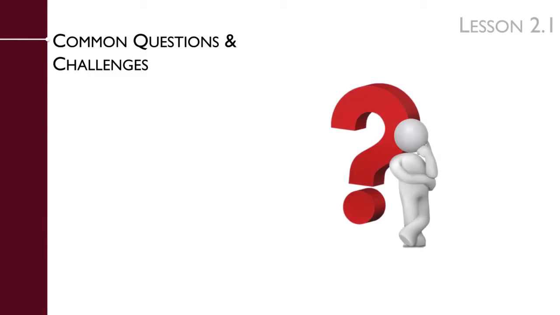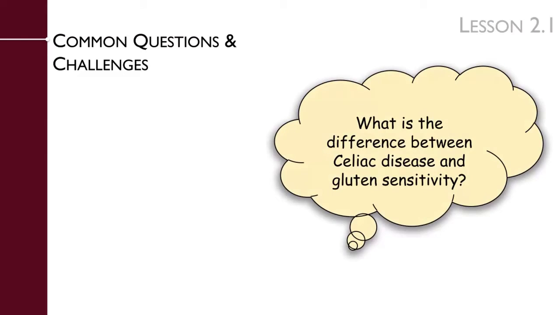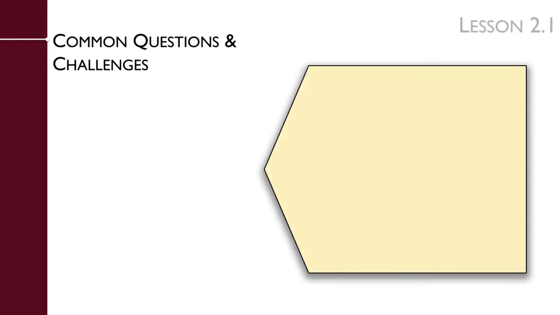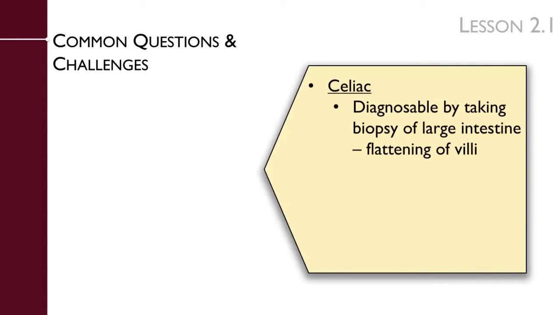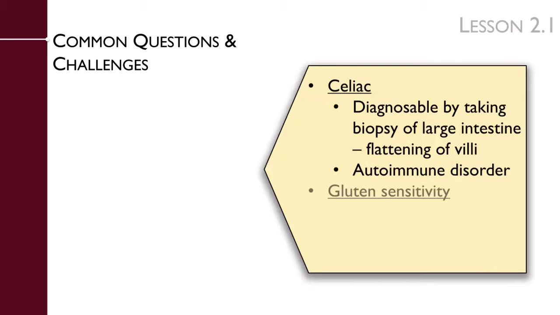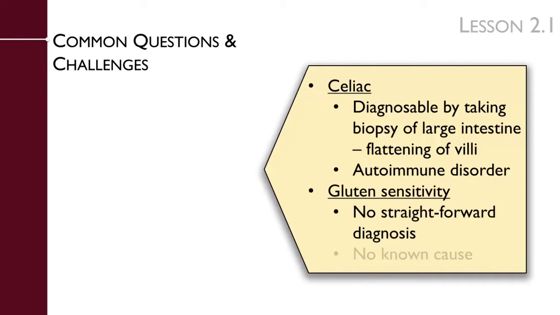This lesson begins to address some common disorders of the digestive system. In the past, students have asked about the difference between celiac disease and gluten sensitivity. Celiac is a disease that is diagnosed by taking a biopsy of the large intestine and looking for flattening of the villi. Celiac has an established cause. It is an autoimmune disorder where the body's own immune system attacks the villi in the intestines when exposed to the gluten protein. Gluten sensitivity does not have a straightforward diagnosis. Little is known about why some people are sensitive to gluten. You can learn more about celiac disease in the teacher primer.